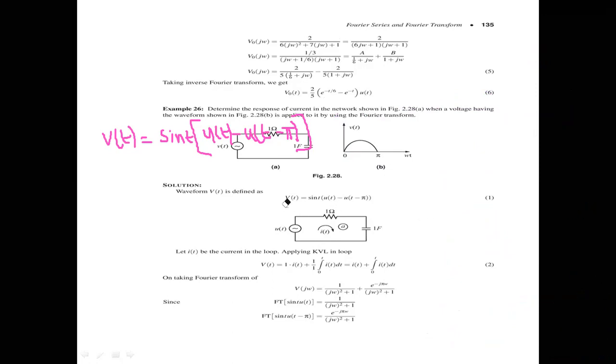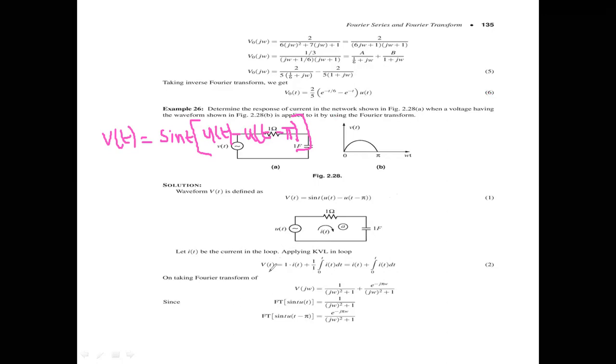Okay, students. So we have v of t equal to sin t into mu of t minus mu of t minus pi. From the given circuit, we have to write the equation. What is the equation here?